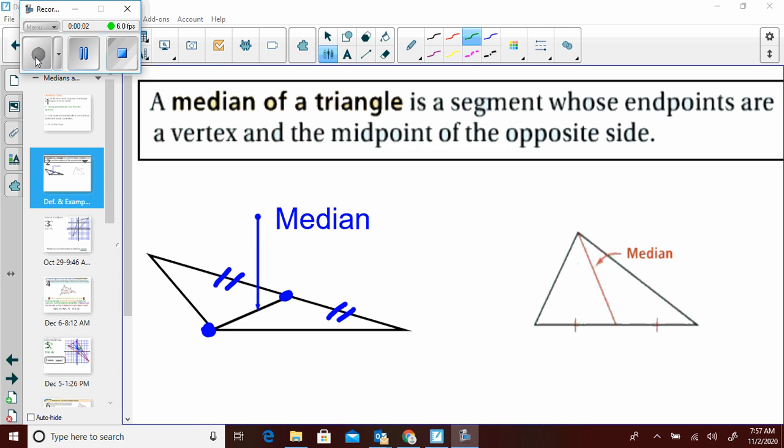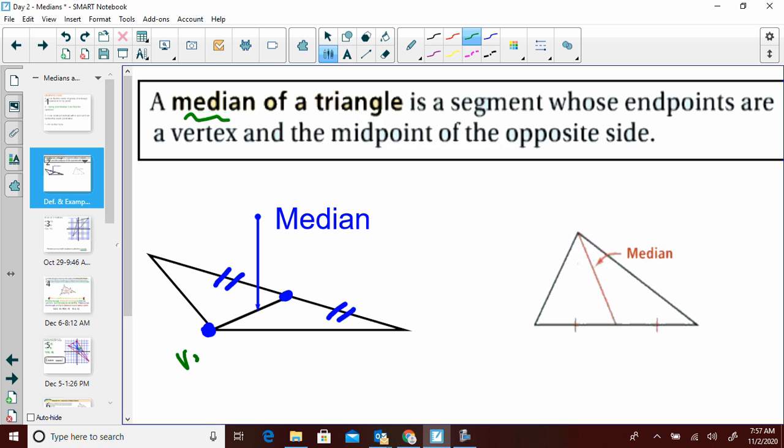All right, for our next special segment in triangles, we're going to be using medians. So let's first talk about what is a median. The median of a triangle connects a vertex to the midpoint of the opposite side. So from this vertex to the midpoint of the opposite side, that is the median. This segment is the median.